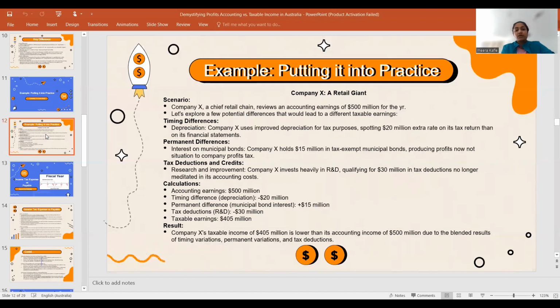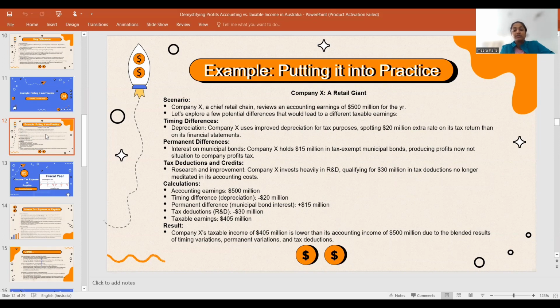Timing difference. Companies Act uses improved depreciation for tax purpose. It's putting $20 million extra rate on its tax return than on its financial statement. Permanent difference. Interest on municipal bond. Companies Act hold $15 million in tax exempt municipal bond producing profit now, not situation to companies' profit tax. Tax deduction and credit. Research and improve. Companies Act invest heavily in research and development, qualifying for $30 million in tax deduction, no longer mediated in its accounting cost.